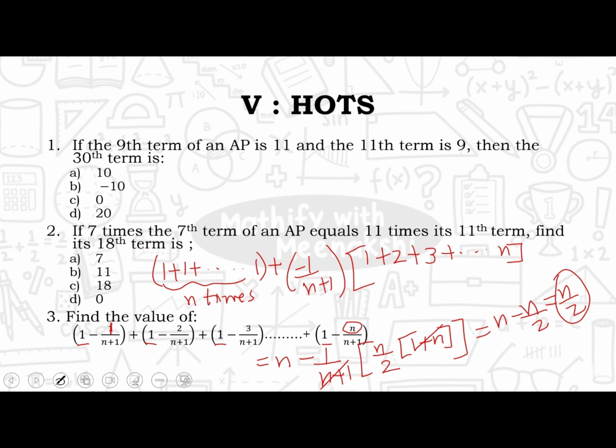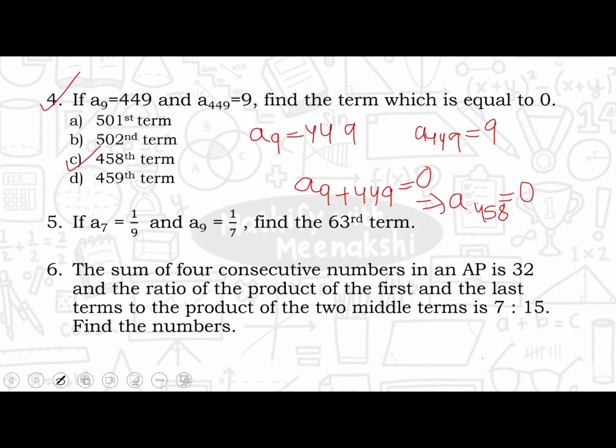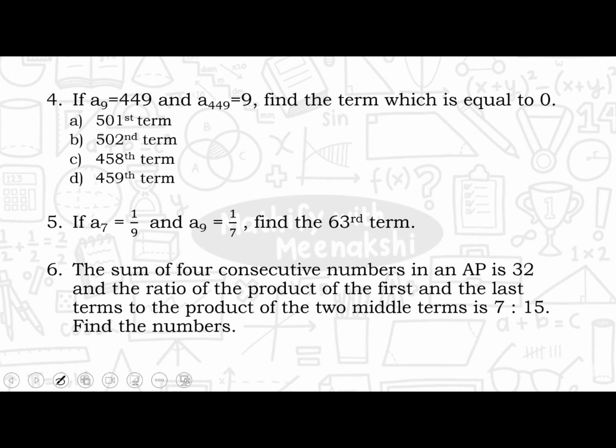Let's move to the next question. We have already completed question number 4, so now we'll see question number 5. In question number 5, it's given that A7 is 1 by 9 and A9 is 1 by 7. Yes, again we realize something here. But see carefully, it's 1 by. If A9 is 7 and A7 is 9, we have already seen the trick in the first and second tricks. But here A7 is 1 by 9 and A9 is 1 by 7. Is there any trick?